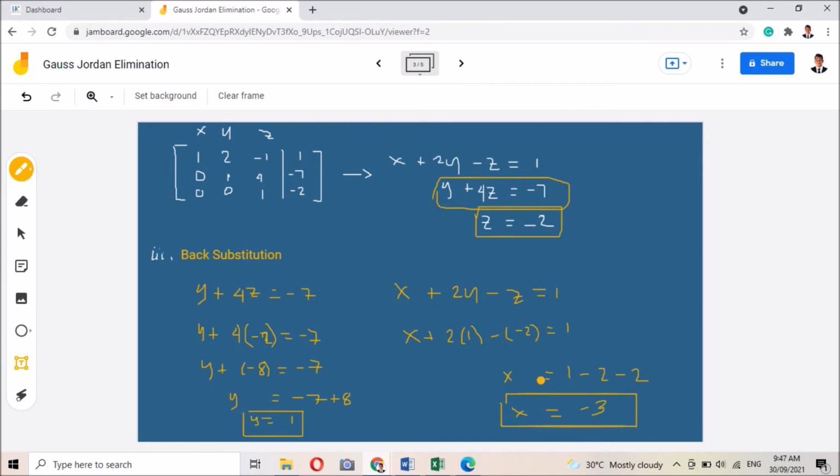Therefore, the solution of the system is the ordered triple. We'll write first the value of x, negative 3, 1, and negative 2. And this is our final answer. And that's it on how to solve using Gaussian elimination.